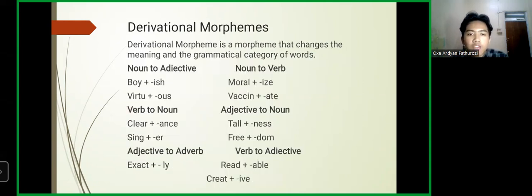Okay, so we have derivational morphemes. Derivational morpheme is a morpheme that changes the meaning and the grammatical category of words. We have the example for noun to adjective is boyish and virtuous. And verb to noun, we have clear plus ance, we become clearance, and then singer. And adjective to adverb, we have exactly. The noun to verb, we have moralize and vaccinate. And then adjective to noun, we have tallness and freedom. And verb to adjective, we have readable and then creative. Okay, last slide.